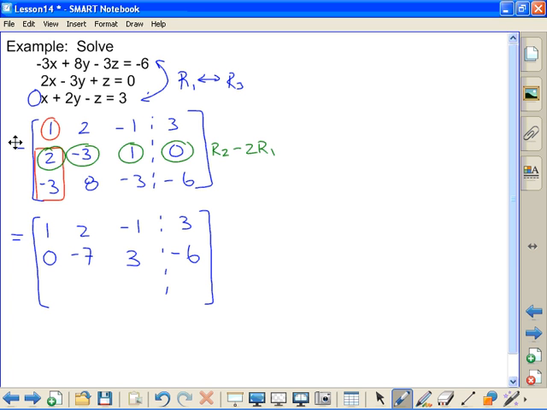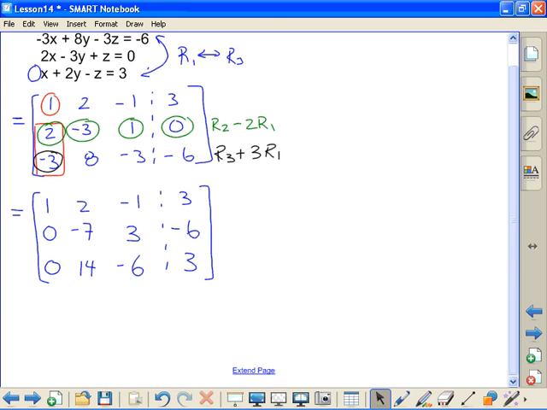Now, I also want to make this a 0, so now I'm going to take row 3, and I'm going to subtract, or actually I'm going to add, opposite sign here, 3 times row 1. And what that'll do is it'll make that value a 0. So I'll have negative 3 plus 3 gives me a 0. I'll have 8 plus 6 gives me 14. And negative 3, take away 3, is negative 6. And negative 6 plus 9 is positive 3. All right.